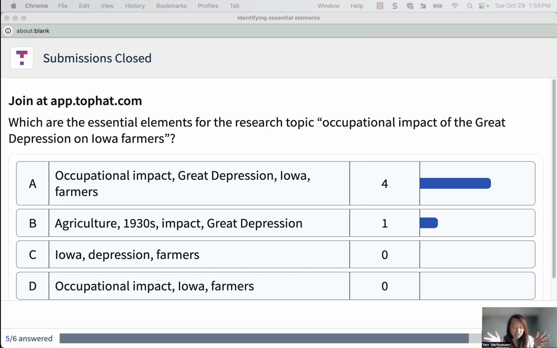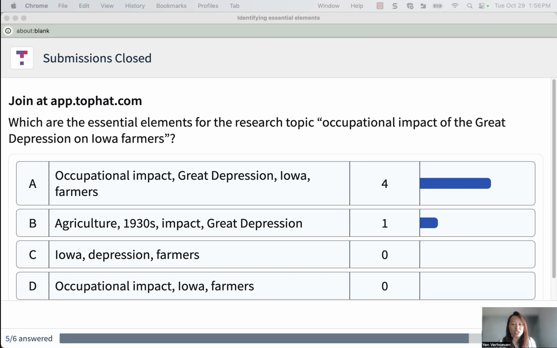And you have to ask yourself, if I put that essential element in, if I put that keyword in, is it going to give me what I want? Now, if I put B, agriculture 1930s impact and Great Depression, it may give me some of what A is, but it's going to give me a lot that's not. Like 1930s and agriculture. That's a lot of things, even what was grown in the 1930s. And what kind of impact are we talking about here during the Great Depression?